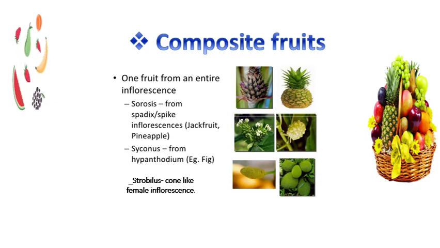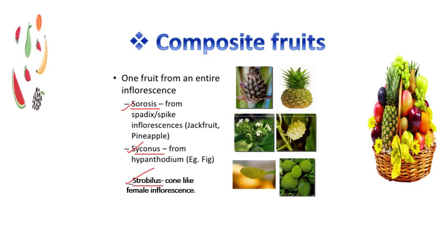So basically composite fruits have three types. One is Sorosis, the other one is Syconus, and the last one is Strobilus. So we have three types of composite fruit. First we discuss Sorosis.